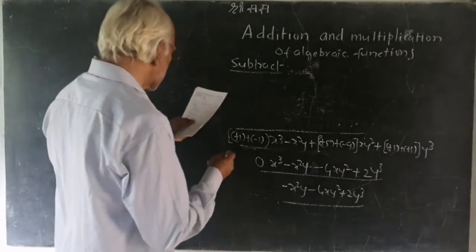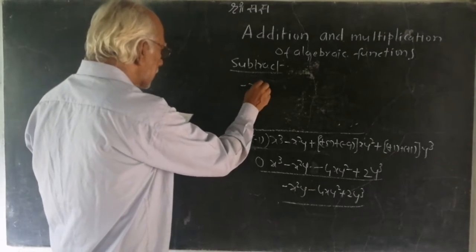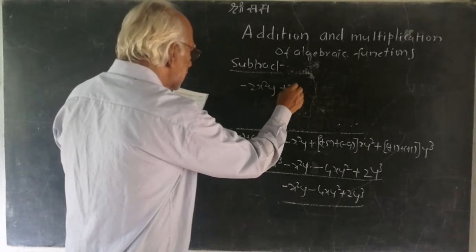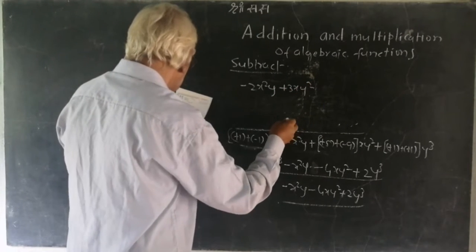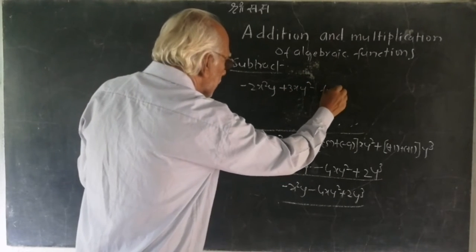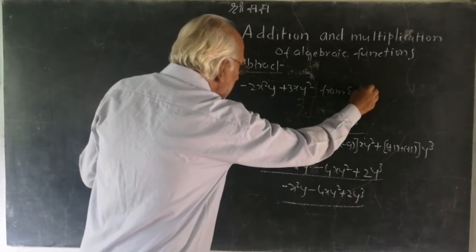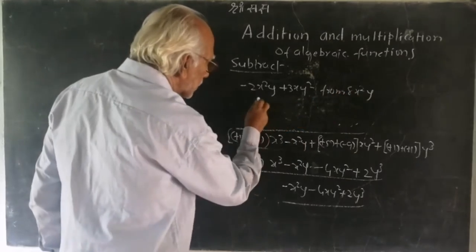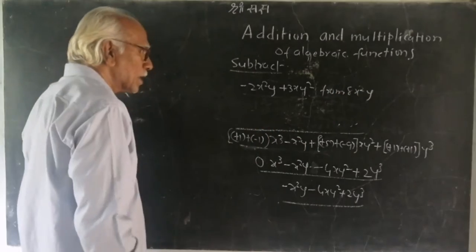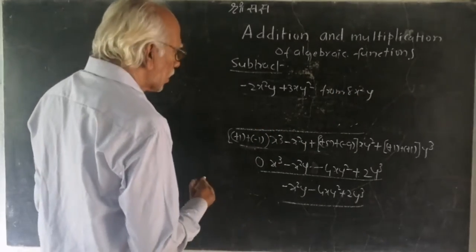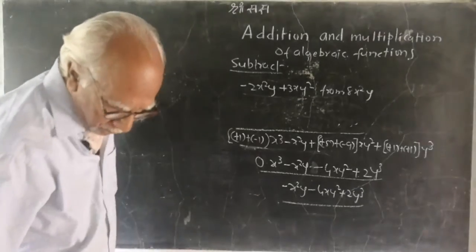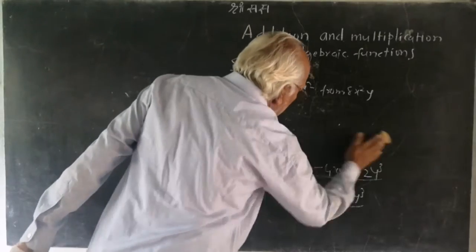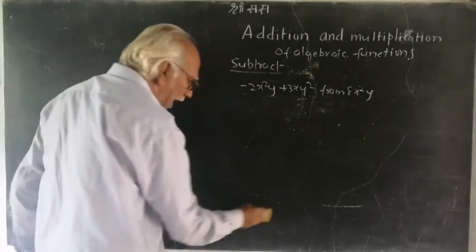So, here we will be going through that sum, that is minus 2x square y plus 3xy square from 8x square y. So from 8x square y we subtract this particular function. If we write in that particular fashion, what is subtraction? Change the sign and add.